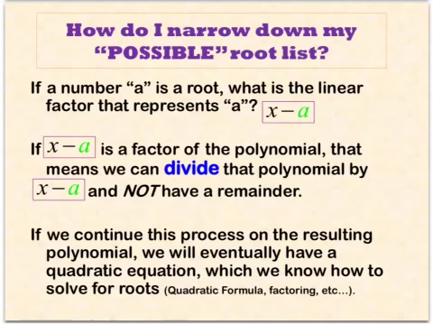Now, once we do this, we're going to continue until we eventually have a quadratic function that we can solve using one of the methods that we've learned. Now, this includes quadratic formula, factoring, square rooting, any method that we've learned that we can apply.